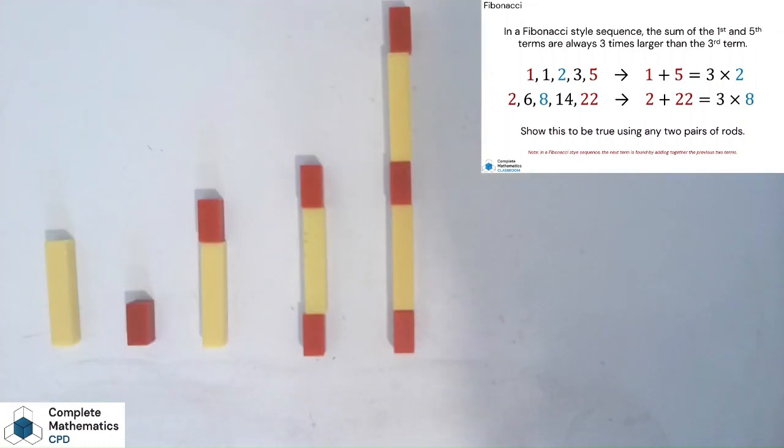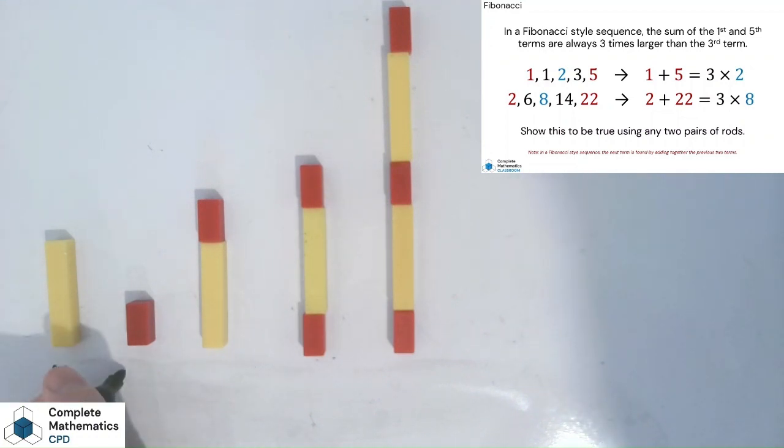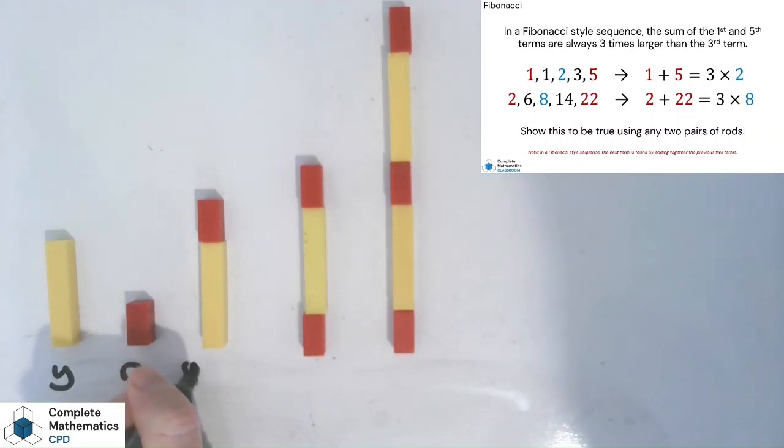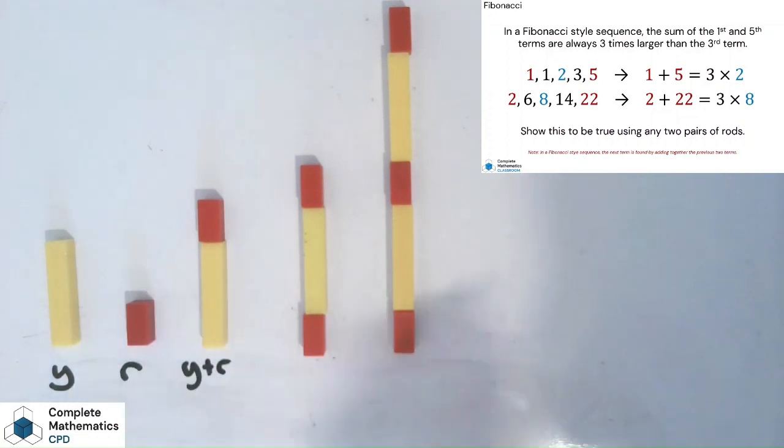So for me, one of the key strengths of using visual proofs like this is that it gives pupils a gateway into a more formal algebraic proof, and it helps them make sense of it. So let's call the length of this first rod y. So the first term is y, and the second term would be r. And then it's kind of obvious that the third term is just going to be the length of the yellow plus the length of the red, which we can write as y plus r.